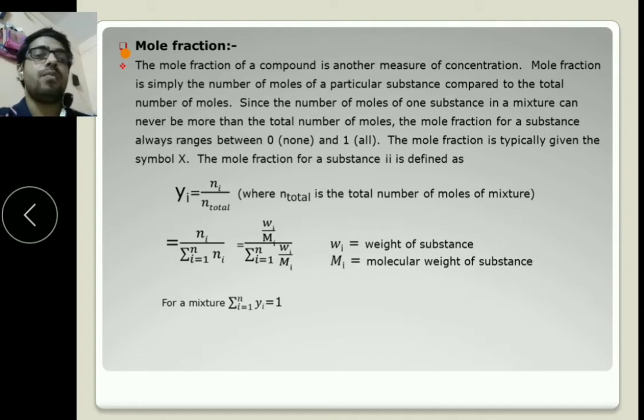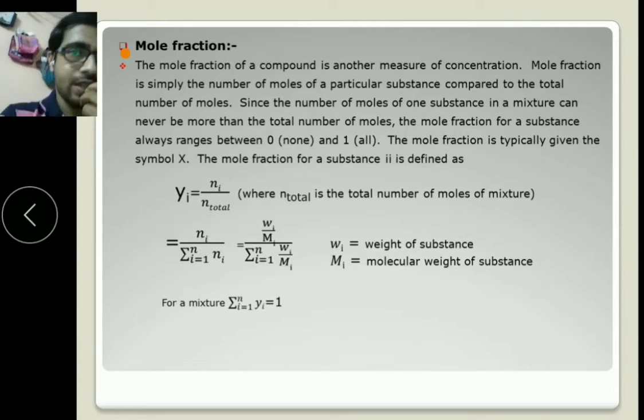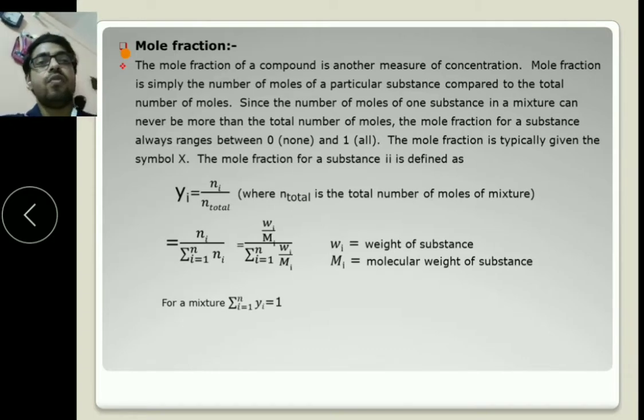Suppose we have 1 gram oxygen, 2 gram carbon dioxide, and 3 gram nitrogen in a mixture. So total moles in that mixture is 1 plus 2 plus 3 equals 6. So mole fraction of carbon dioxide is equal to 1 by 6. Mole fraction of oxygen is 2 by 6, and mole fraction of nitrogen in the mixture is 3 by 6. In this way, the mole fraction value can vary from 0 to 1.